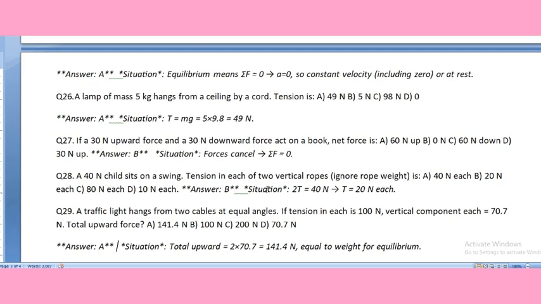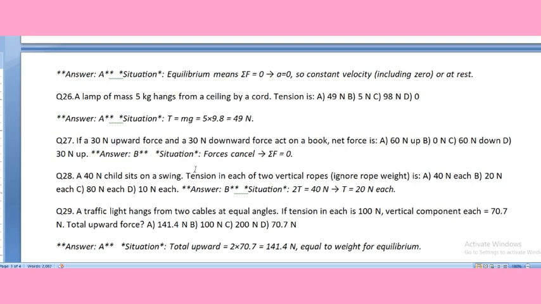A 40 Newton child sits on a swing. The tension in each of the two vertical ropes, ignoring rope weight, is choice A, 40 Newton each. Choice B, 20 Newton each. Choice C, 80 Newton each. Choice D, 10 Newton each.